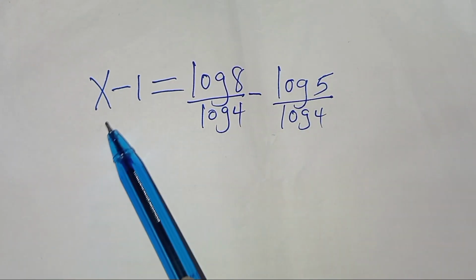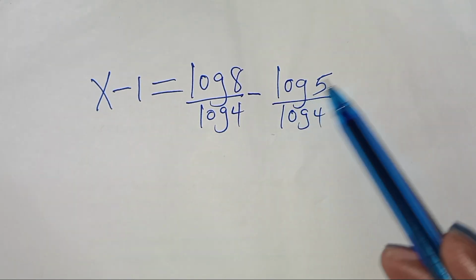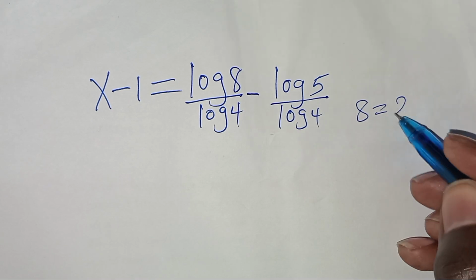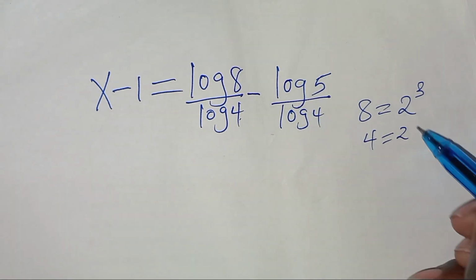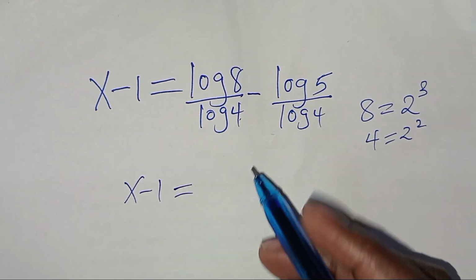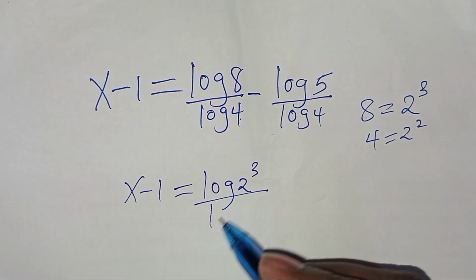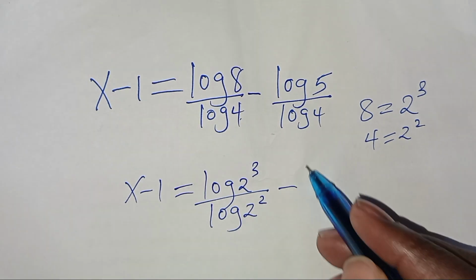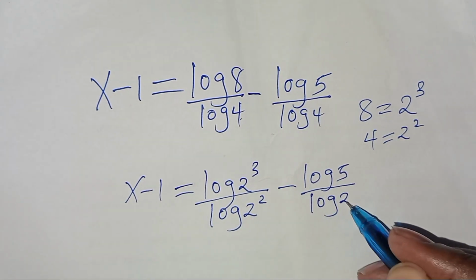Now here we have x subtract 1 equal to log 8 divided by log 4 subtract log 5 divided by log 4. We can express 8 as 2 to the power of 3, and we can express 4 as 2 to the power of 2. So here we'll have x subtract 1 equal to log 2 to the power of 3 divided by log 2 to the power of 2, subtract log 5 divided by log 2 to the power of 2.